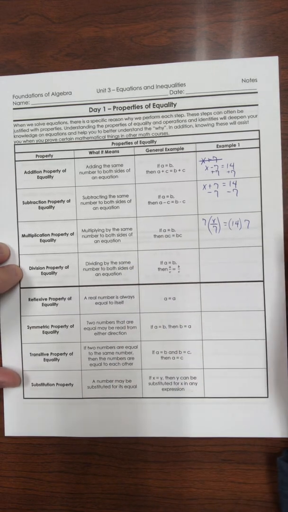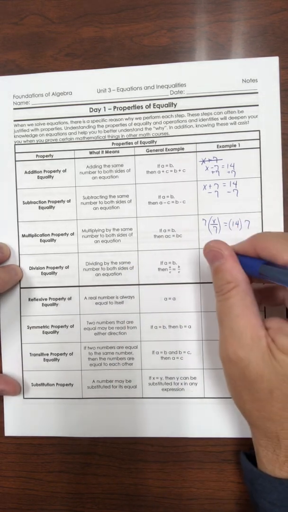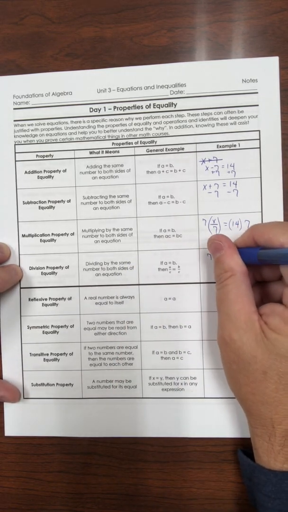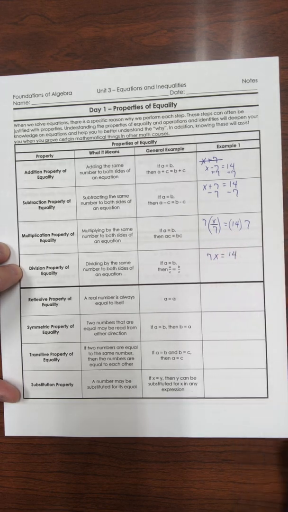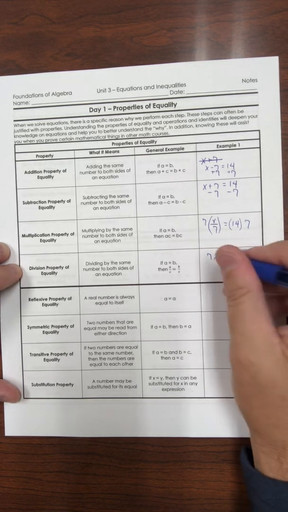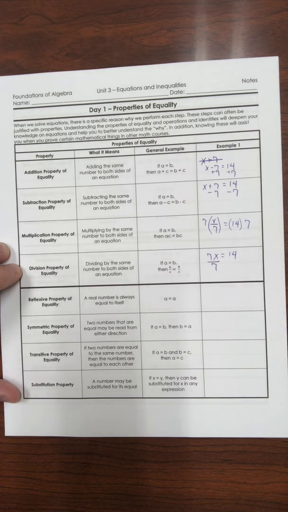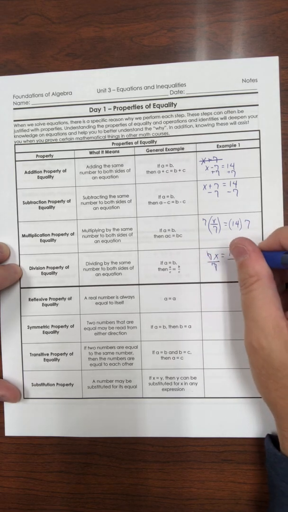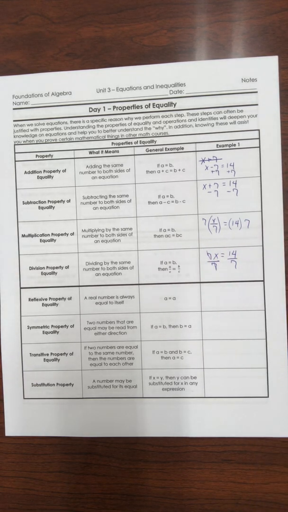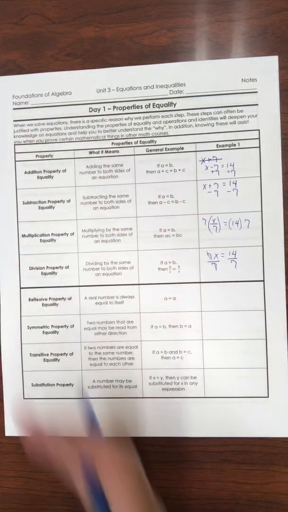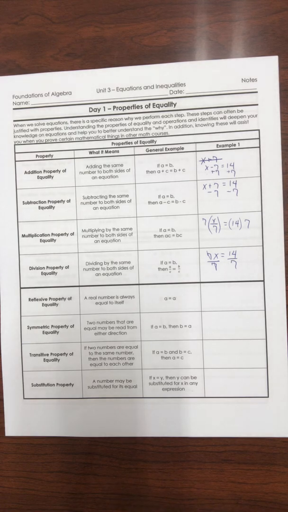The division property of equality. So if I had 7x equals 14, I'm going to divide by 7 to get rid of the 7 on this side, but if I do it to that side, I have to do it to that side. So these are things that you've been using for a long, long time now. We're just making sure we understand what the names are, and then you'll see why we're doing this in the next set of notes.